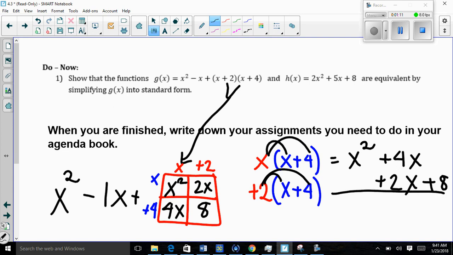So what's 4x plus 2x? 6x. A lot of people on their quiz multiply. Make sure we're adding when we combine like terms. And then I just bring everything else down. So now they want us to combine this and that answer.